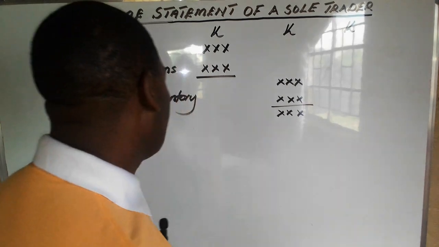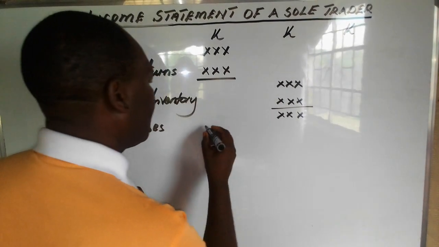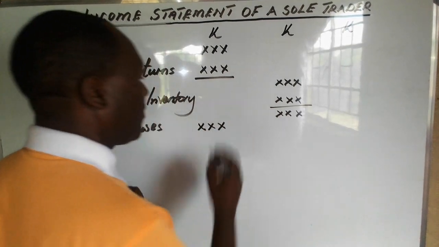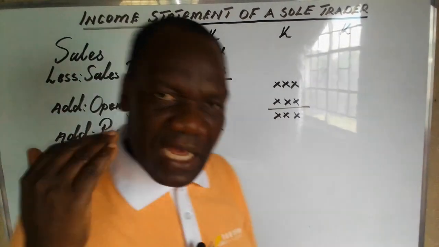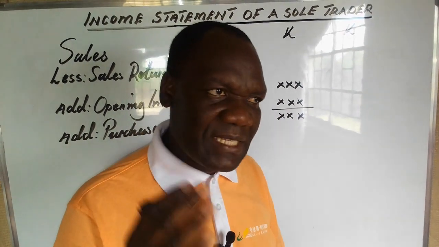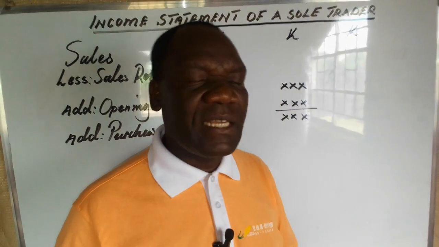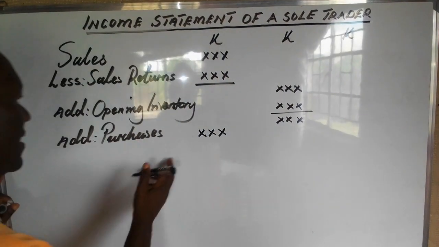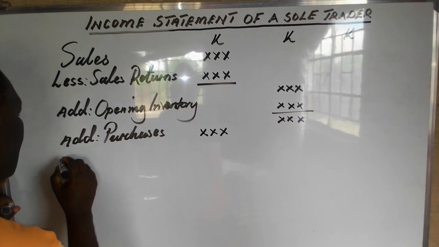So let's say this question has adjustments. So you put it here. Okay? Usually the adjustments that are associated with purchases are purchases returns and the carriage inwards. So let's say we had purchases returns, so you less.